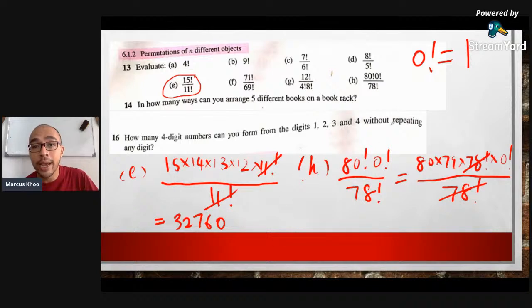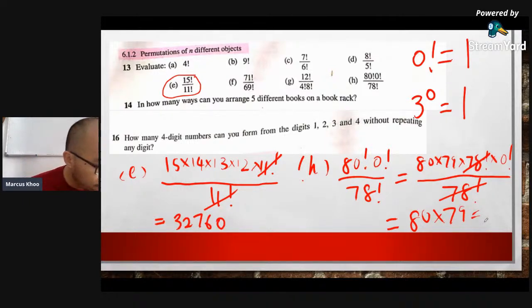Just like anything to the power of 0, 3 to the power of 0 is also equal to 1. A lot of people like to assume that as long as you multiply with zero it's immediately zero. No. So since 0 factorial equals 1, the answer is just 80 times 79, which is 6320. Okay, yeah, which is the answer for this.